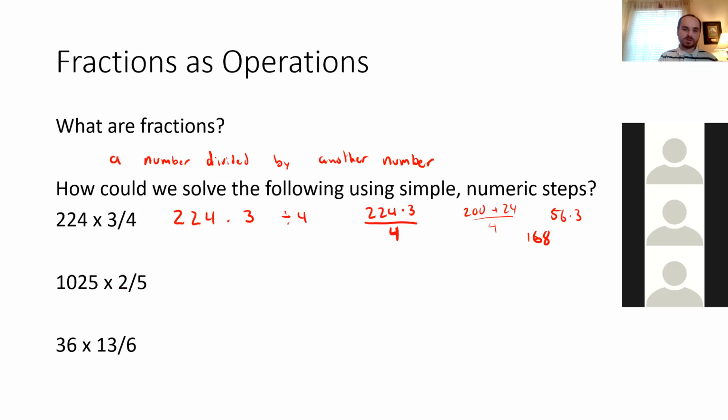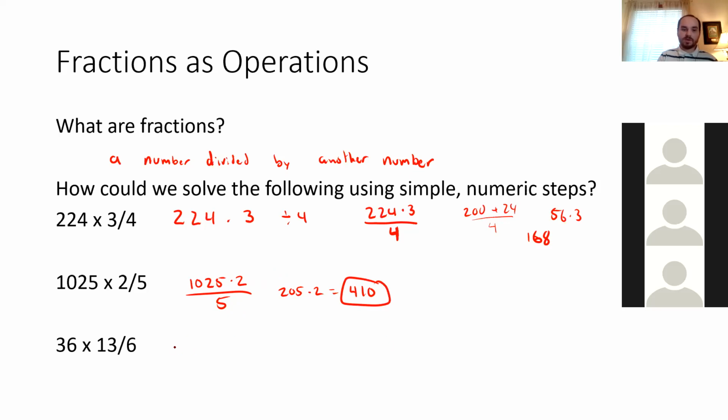So what could we use for 1025 times 2/5? 1025 times 2 divided by 5. And again, see how we can just divide this 5 out earlier to make our numbers smaller? So in this case, 5 goes into 25 5 times, 5 goes into 1,000 200 times. So you get 205 times 2, and 205 times 2 is just 410.